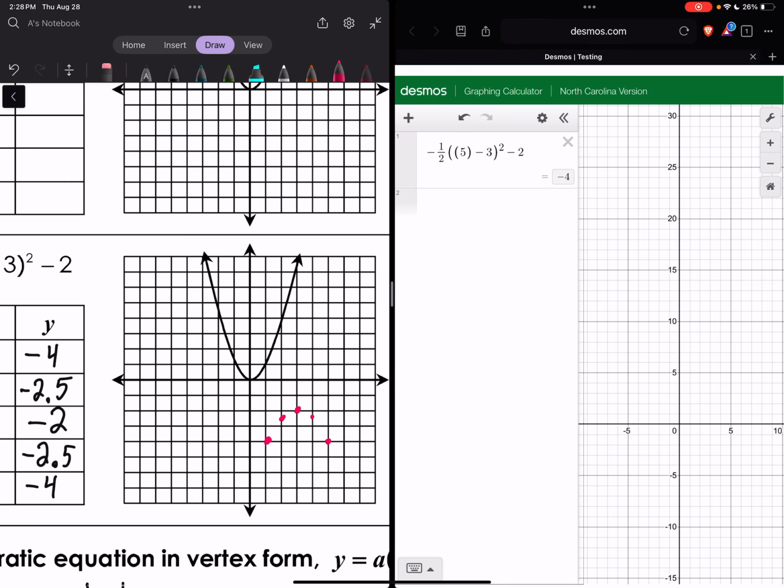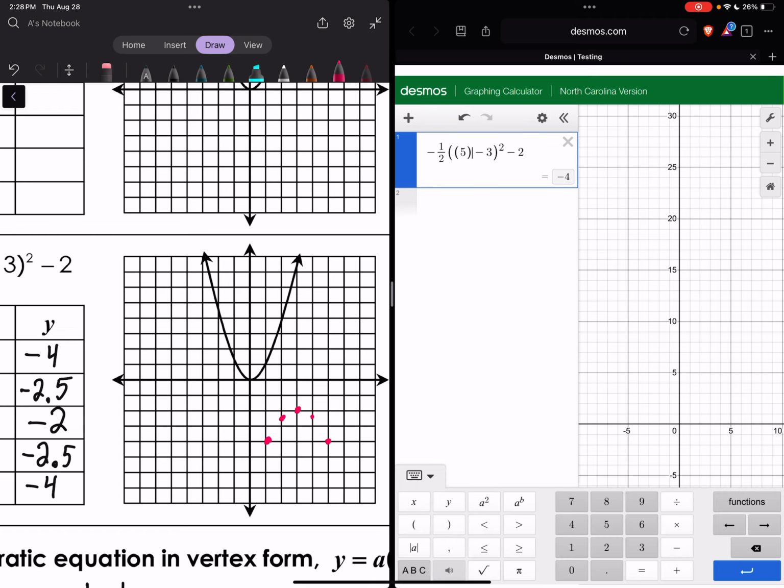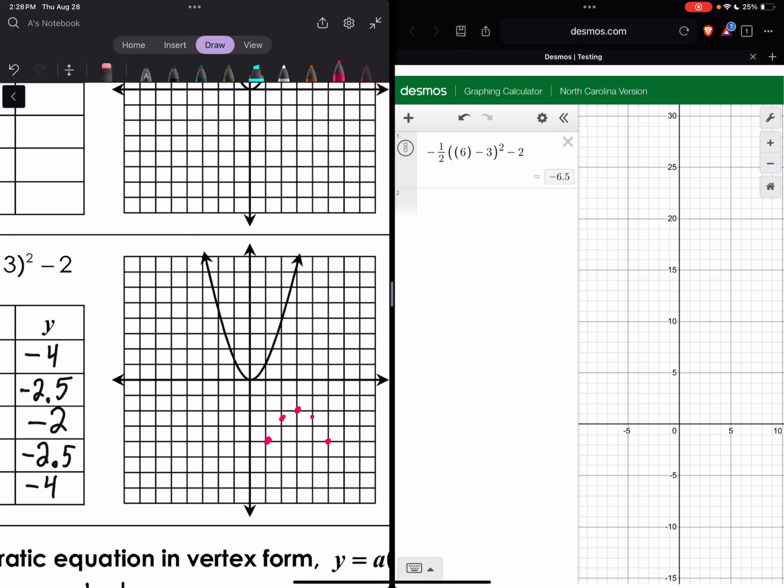Now, in my opinion, that does not give me a good idea of what it looks like. So I'm going to go in and type in another point. I know 5 didn't work. Let me go to 6. Well, 6 is negative 6.5. 7 is negative 10. Well, that's off my graph, so I am going to go to 6.5. 1, 2, 3, 4, 5, 6 and a half. So here's my graph.